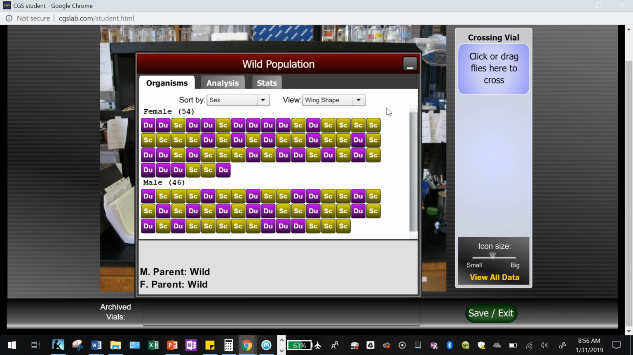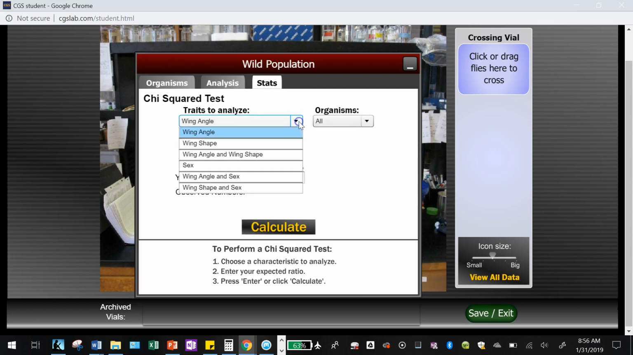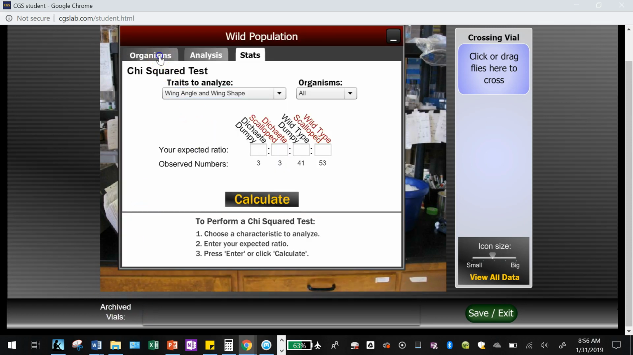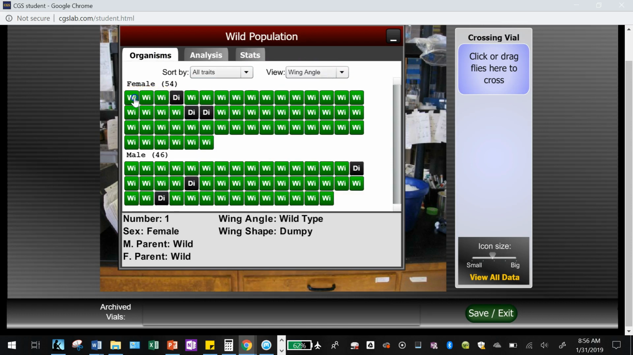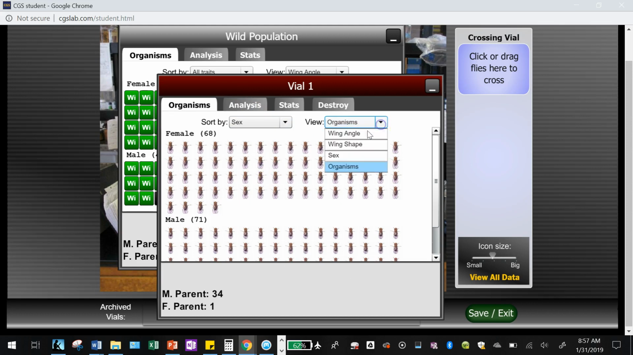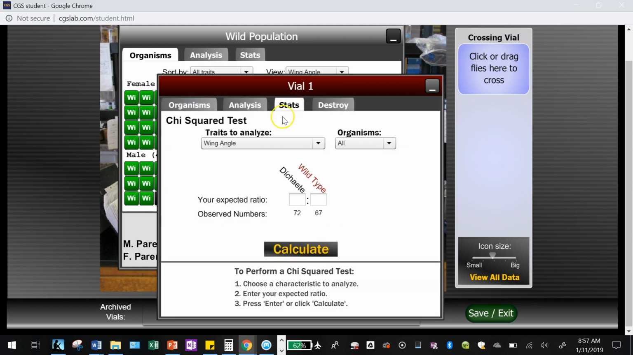When you're thinking about linkage, what you want to be thinking about is how can I get a cross with some type of predictable ratio? So if you go to your stats, I can analyze 2 at the same time, so wing shape and wing angle. Okay, and I can see what kind of ratio I would expect to get from a cross. So if I take this little guy, and cross it with this little guy, let's go to stats. I can just figure out the ratio for this, or I could just figure out the ratio for this, or I could look at both and try to figure out what the ratio might be for both of the traits together.